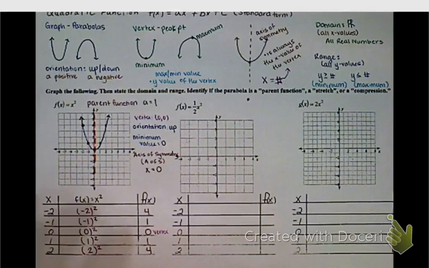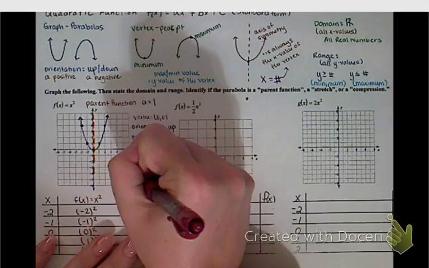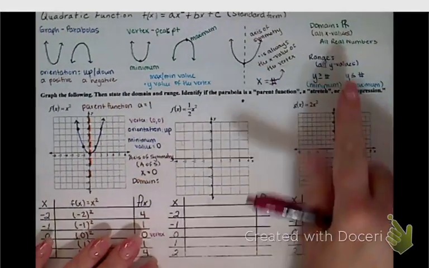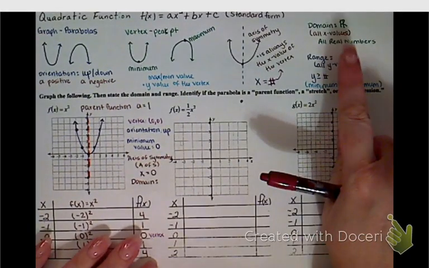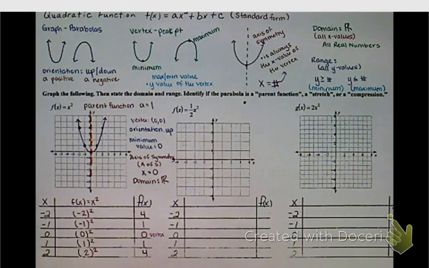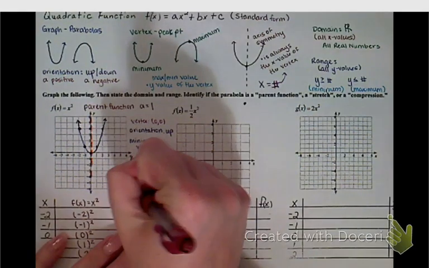And then the last thing we need to identify is the domain and the range. So the domain for all parabolas, for everything, is always going to be all real numbers. Okay, you don't have to think hard. That one should be a given. The range we do have to think about a little bit.